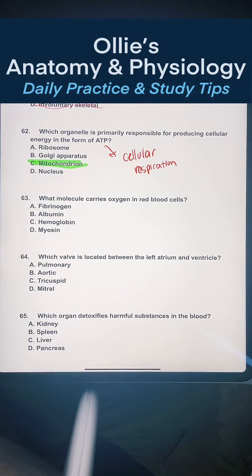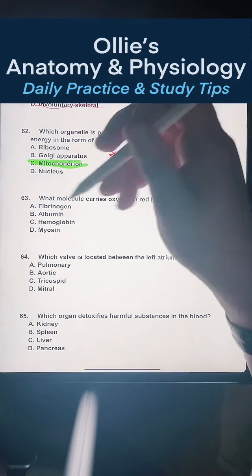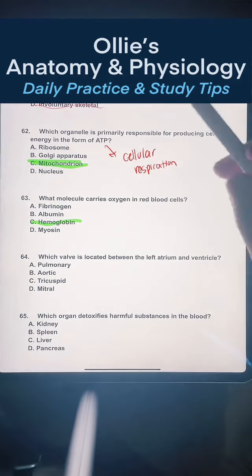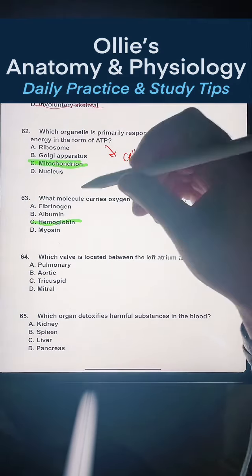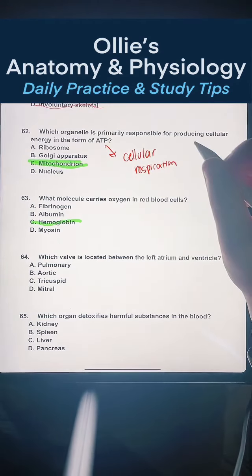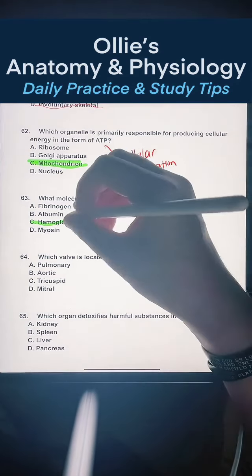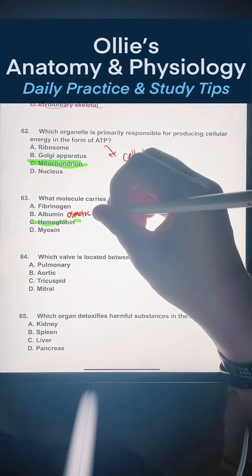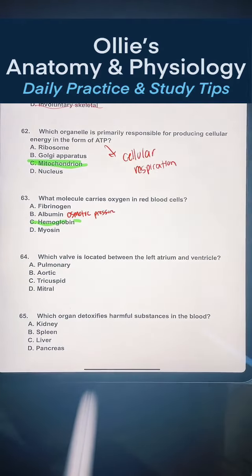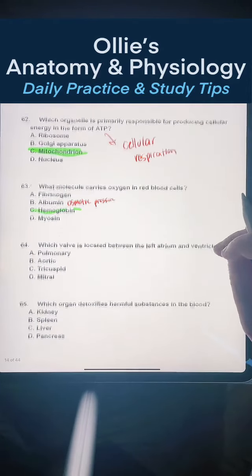I'm seeing a lot of C's. The answer is C. You guys are correct. The answer is hemoglobin. So hemoglobin carries oxygen in red blood cells. Fibrinogen is involved in blood clotting. Albumin, that's going to be for osmotic pressure. Myosin, that's a muscle contraction protein.